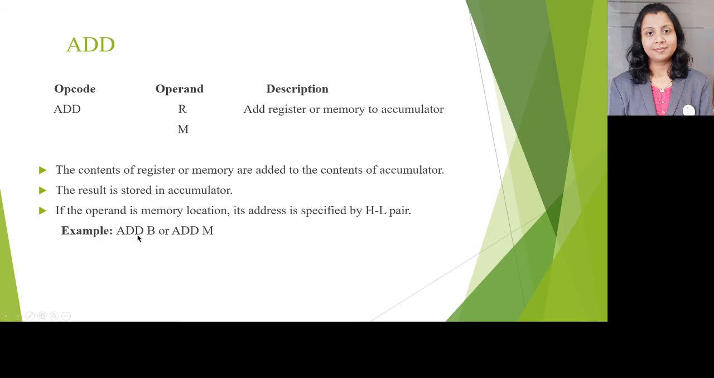Example can be ADD B. In this example, the contents of register B are added to the contents of the accumulator and the result is stored in the accumulator itself. Here, ADD M. The contents of memory, whose address is specified by the HL pair, are added to the contents of the accumulator.